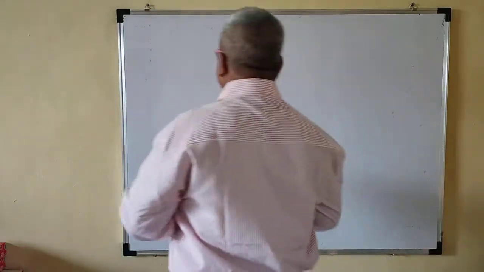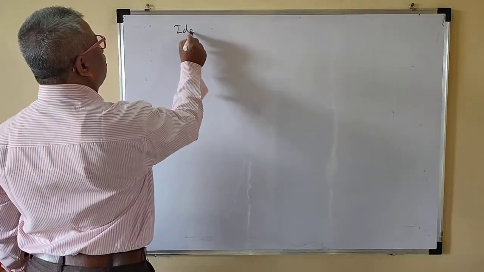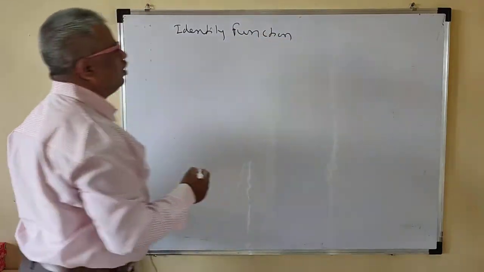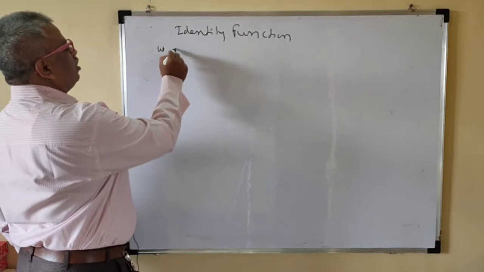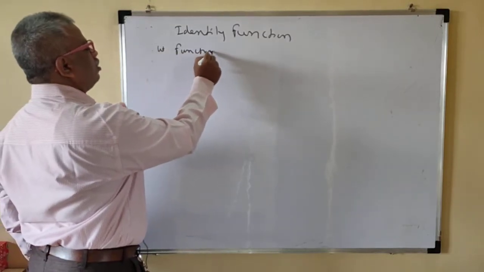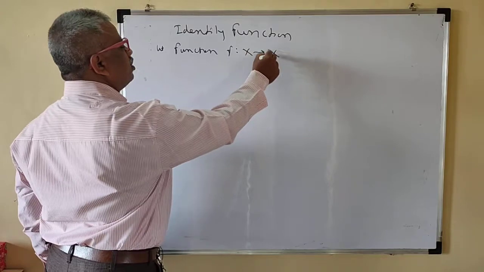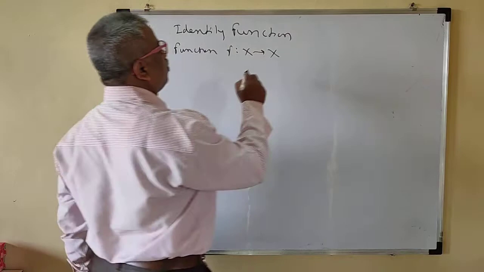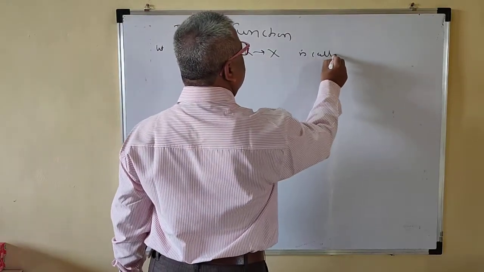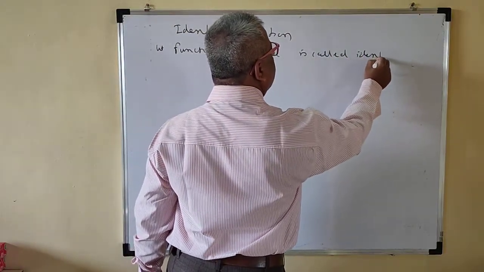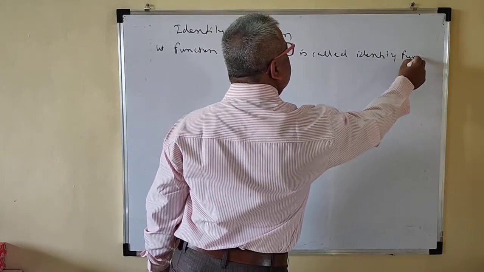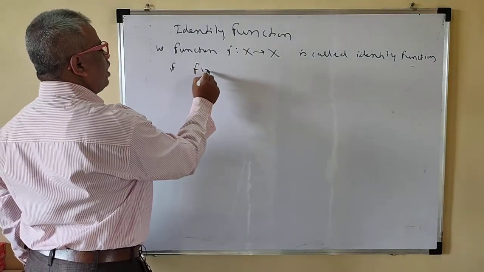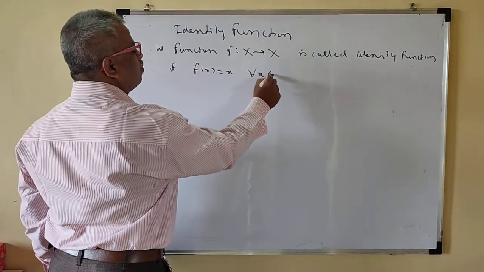Now, what do we mean by identity function? Identity function. A function f from X to X. For an identity function, your domain and codomain should be the same. A function f from X to Y is called an identity function if f of x is equal to x for all x belonging to X.